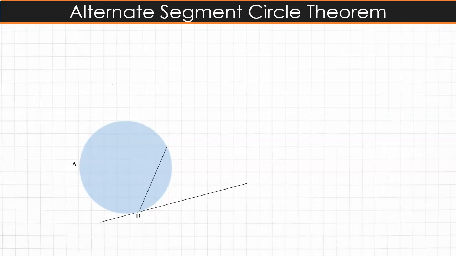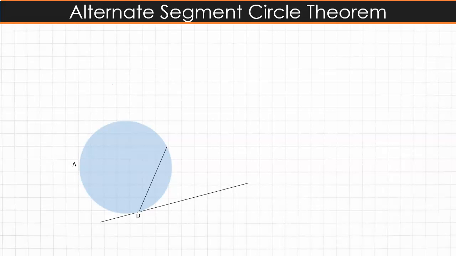The fifth bonus circle theorem, as it were, we are going to talk about is the alternate segment theorem. It's one that I think some people struggle with. That's why I'm covering it here. But what I'm going to try and do is make it as simple as possible.